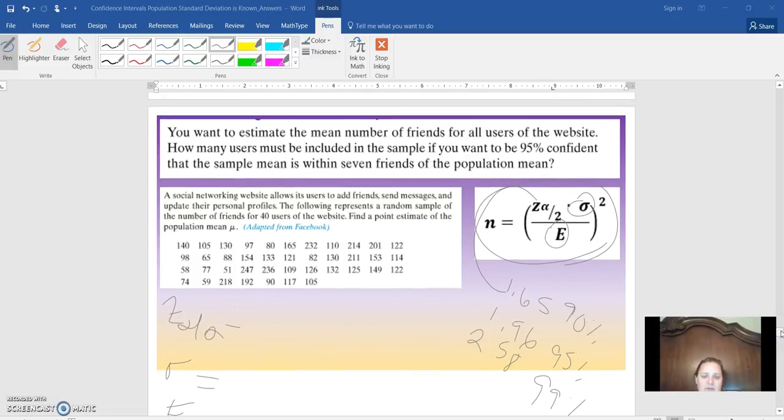Alright, we want to estimate users of the website. How many do we need to include in our sample if we want to be 95% confident? So if we want to be 95% confident, it's 1.96. And that the sample mean was within 7. So that's our error. Our population standard deviation.